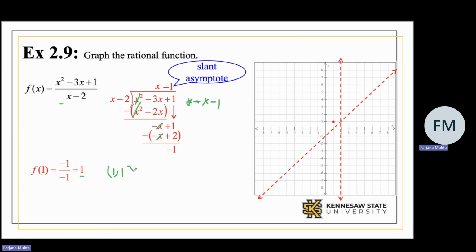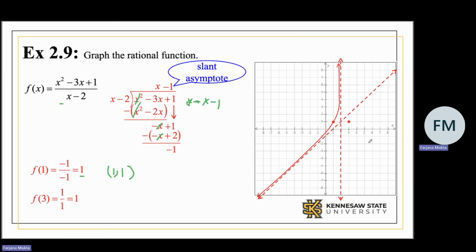And the ordered pair (1, 1) is up here, right? So our graph will go on this part. Next, we'll pick another point, let's say x equal 3, and we'll see what our y value is, and that will help us to know how the graph is going to look for the right side of the vertical asymptote.